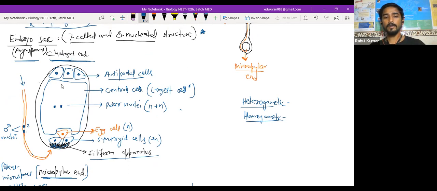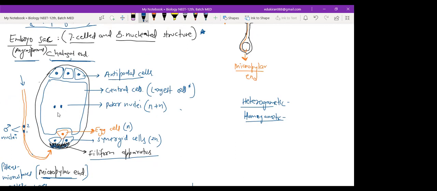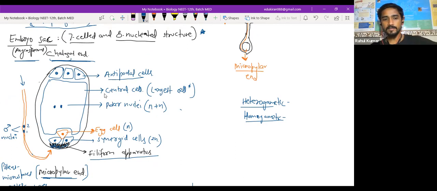How many total cells? Six cells and six nuclei are done. Yes or no? Yes. Now, one cell is left with two nuclei, and that is this bigger cell. The central cell is the largest cell of the embryo sac. It is very big. It is in the center, and it has two nuclei inside it. That's how the structure becomes 7-celled and 8-nucleate.